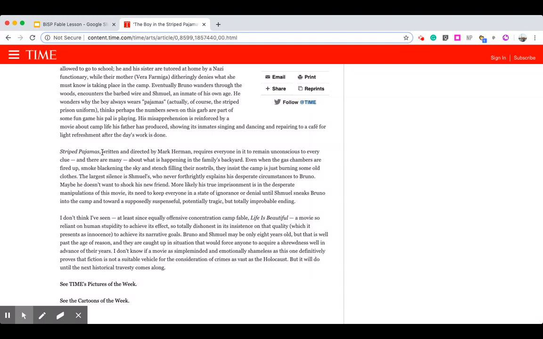Striped Pajamas, written and directed by Mark Herman, requires everyone in it to remain unconscious to every clue, and there are many, about what is happening in the family's backyard. Even when the gas chambers are fired up, smoke blackening the sky and stench filling their nostrils, they insist the camp is just burning some old clothes. The largest silence is Shmuel's, who never forthrightly explains his desperate circumstances to Bruno.